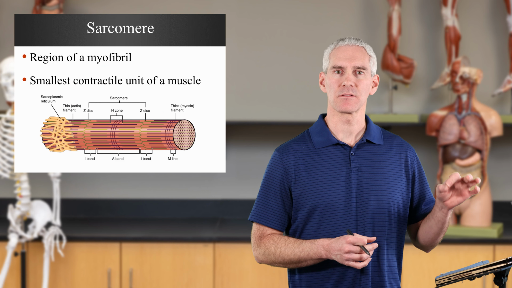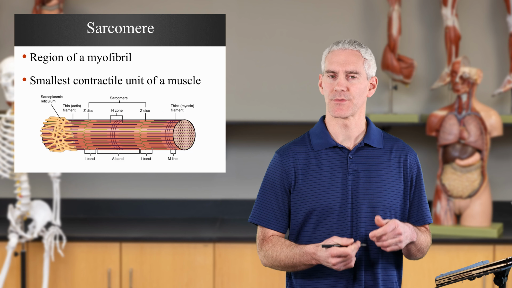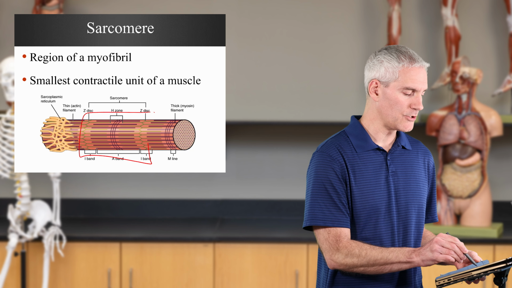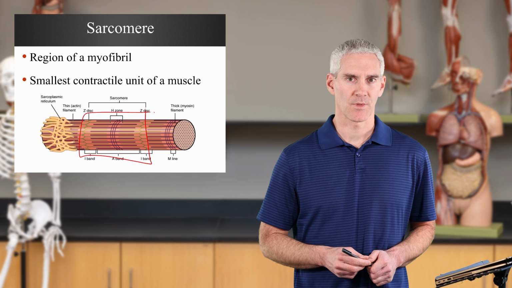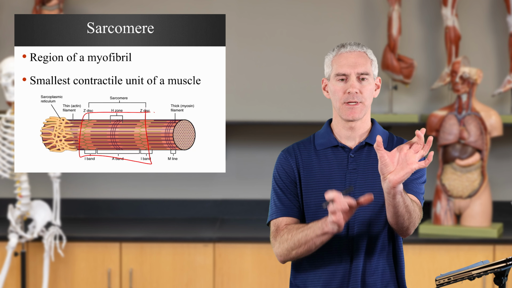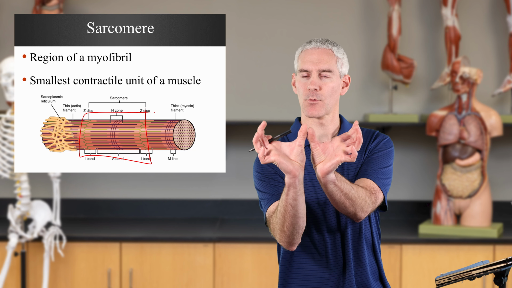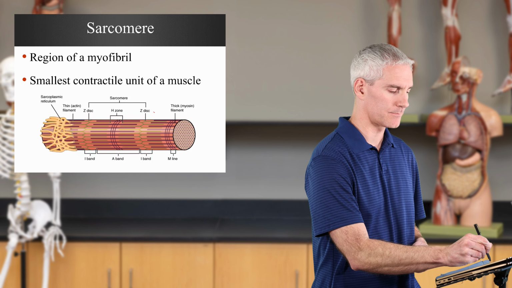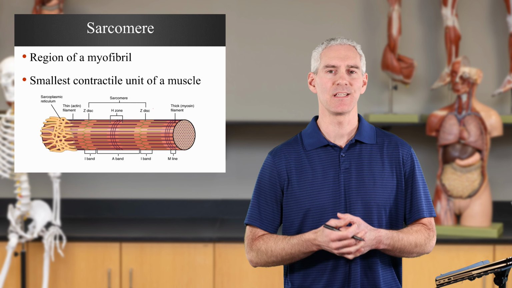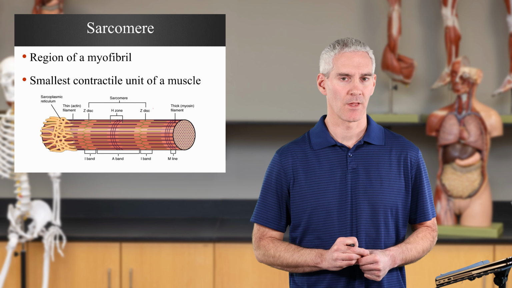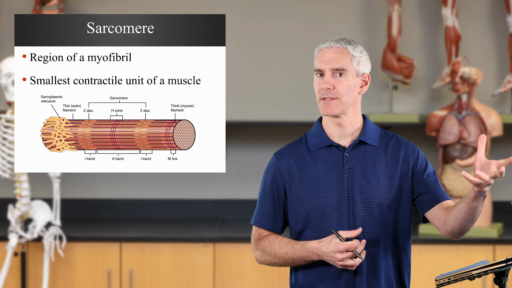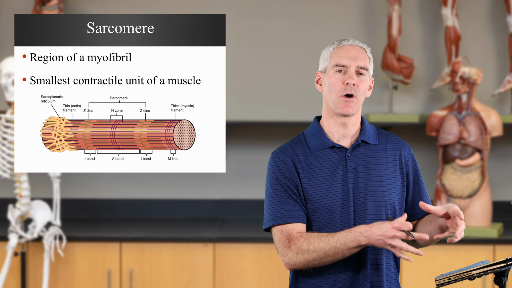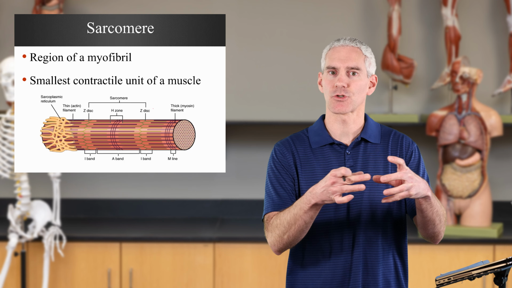Now I've gone through this sarcomere a little bit in the last video, but let's rehash and make sure we're on the same page. First of all, this sarcomere is going to be one region of the overall myofibril. So it's only one part. You'll have one sarcomere, a second sarcomere, a third sarcomere, a fourth sarcomere. They just run end to end down the entire myofibril. This is the smallest contractile unit. Because anything smaller than that, thick filament, thin filament, they can't do anything by themselves. This is the smallest unit, the sarcomere, that can actually contract and move.